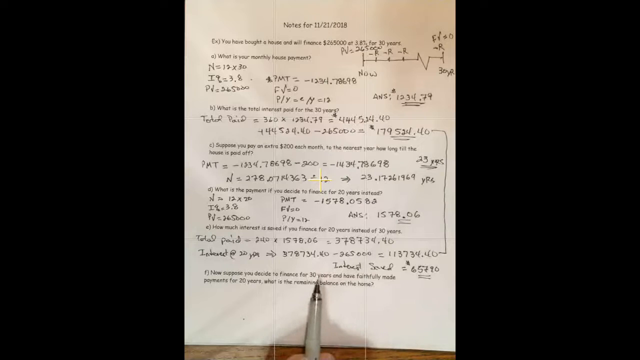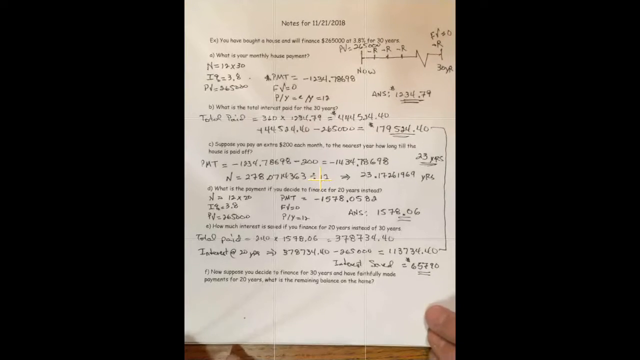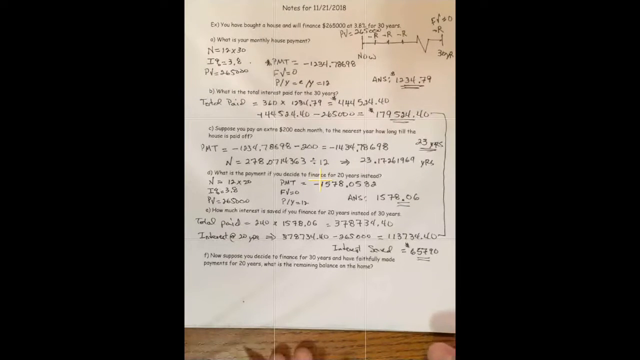Well, you financed it for 30 years. You've been making payments for 20 years. That's 2/3 of the time. You would think you've paid off 2/3 of the house. No, sorry, doesn't work that way. Let's take a look at how to do this.